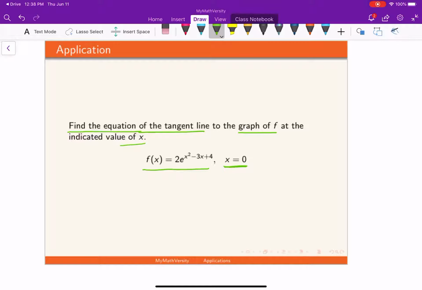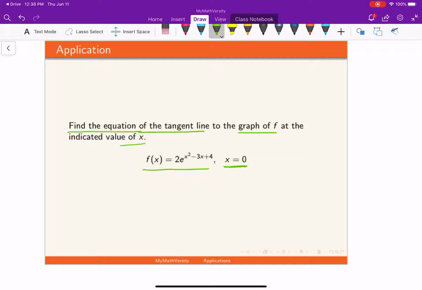So how do we do that? What is a tangent line? The tangent line is a straight line, right? So if that is the case, what do we do here? We have given a function, we have given the x coordinate of the point of tangency. What can we do here?